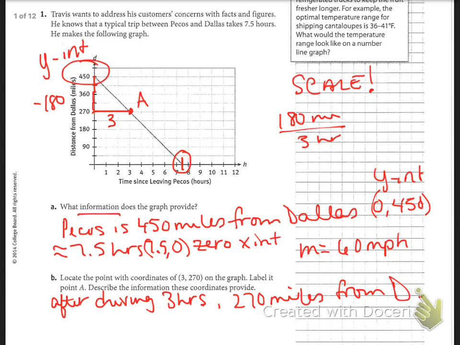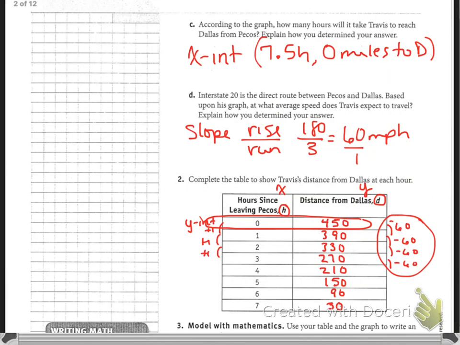B says, locate (3, 270) and put an A there and describe the information. Well, (3, 270) means, if we look at our labels, after driving 3 hours from Pecos, we are 270 miles from Dallas. According to the graph, how many hours will it take Travis to reach Dallas from Pecos? Well, again, that is our x-intercept. So 7.5 hours, 0 miles to Dallas.